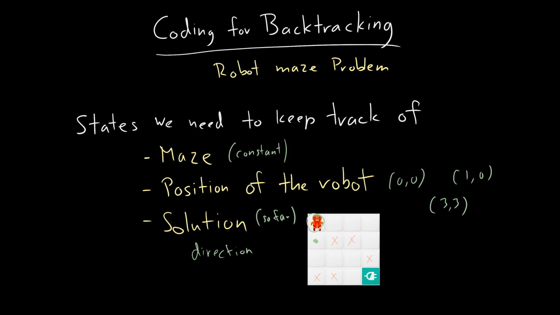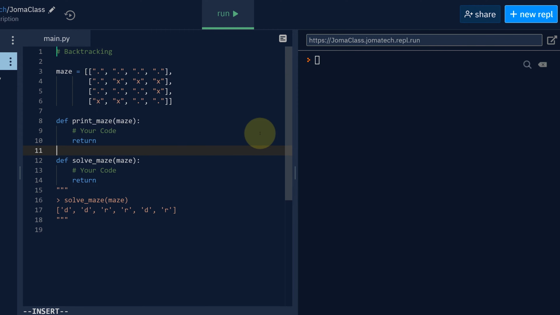So now that we know we need a maze, the position of the robot, and the solution, we know the parameters. Now, what is the format of these parameters? Well, first we have to look at the question. So here's the question. We have print maze and solve maze. This is the function that you are going to write. And then print maze is just a helper that allows you to print the maze in a lot easier way so I can show you what the maze looked like.